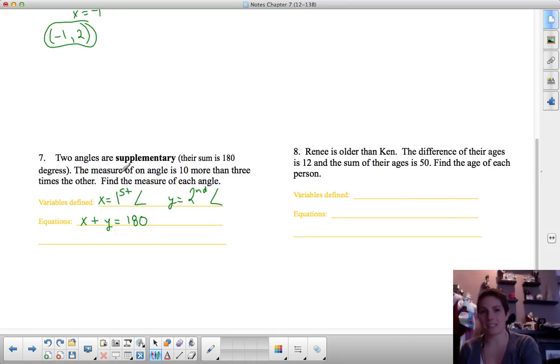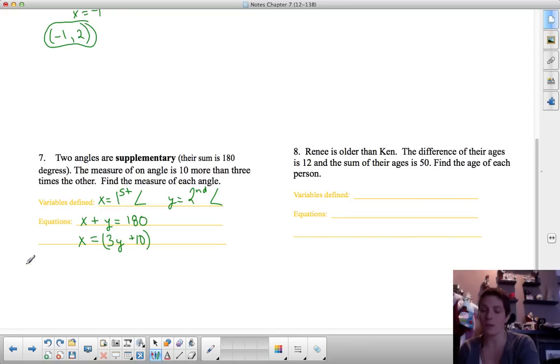The second equation we need to think about a little bit. The measure of one angle is, so x is 10 more than 3 times the other angle. So we need to add 10 to 3 times the other angle. Now, this problem is not a good elimination problem. This is a great substitution problem, right? They told me x equals, I'm going to plug this quantity in place of that x.